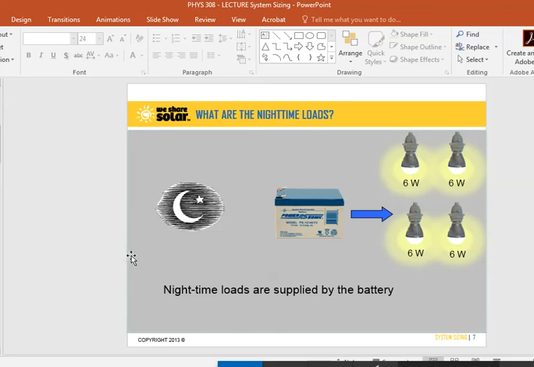So nighttime loads, what are they? They are supplied by the battery. I'm generally thinking about lights, right? Lights are going to be really helpful at night in any part of the world. If you don't have access to electricity, then having some energy stored in a battery, which can even just provide a little bit of light, will help improve the quality of life.